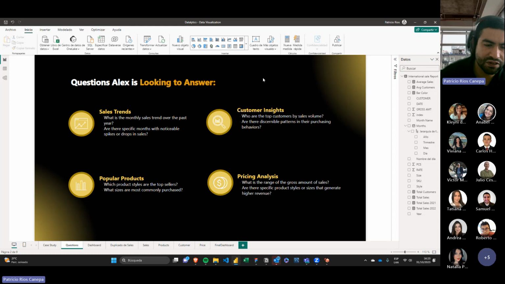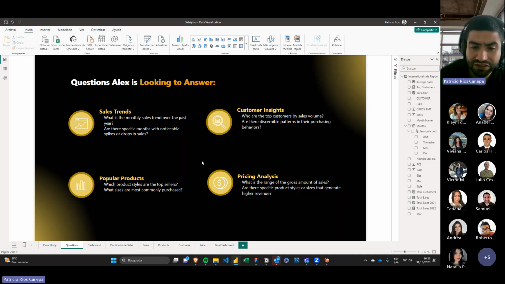What is the monthly sales trend over the past year? Are there specific months with noticeable spikes? So we're going to look at patterns, what happened in the most performing top months. We also want to know which are those popular products that we're selling the most and which are the lowest. We would like to see which items are not selling and why is that.